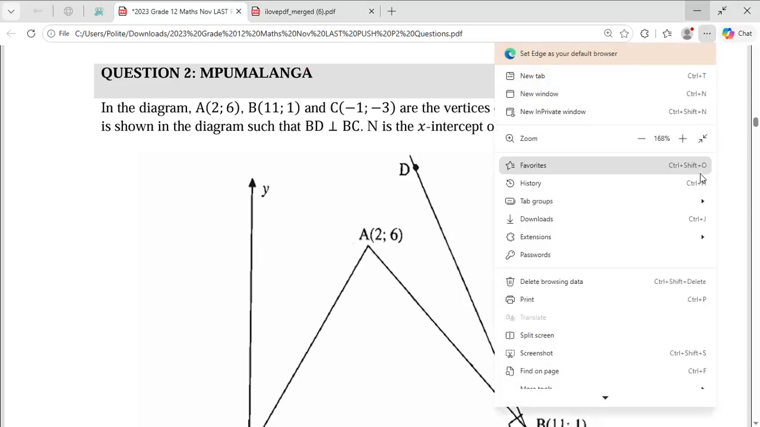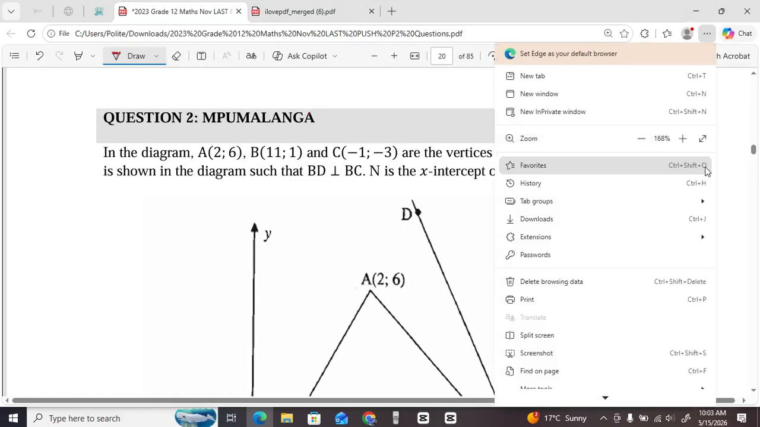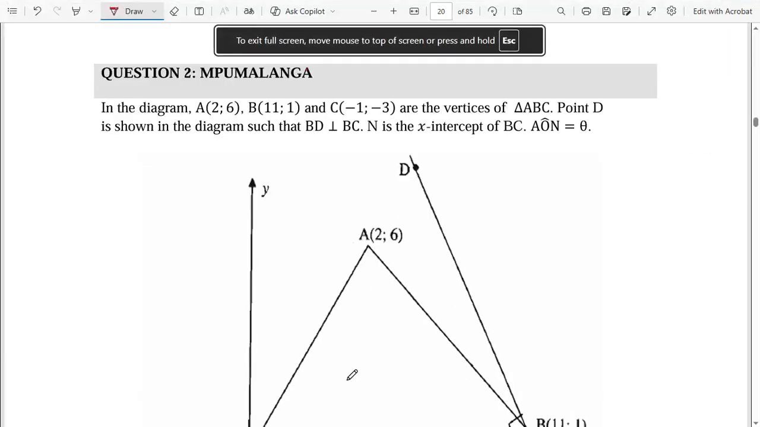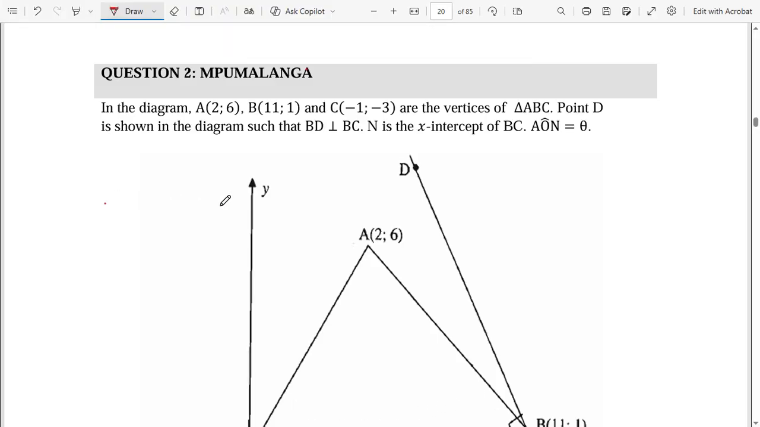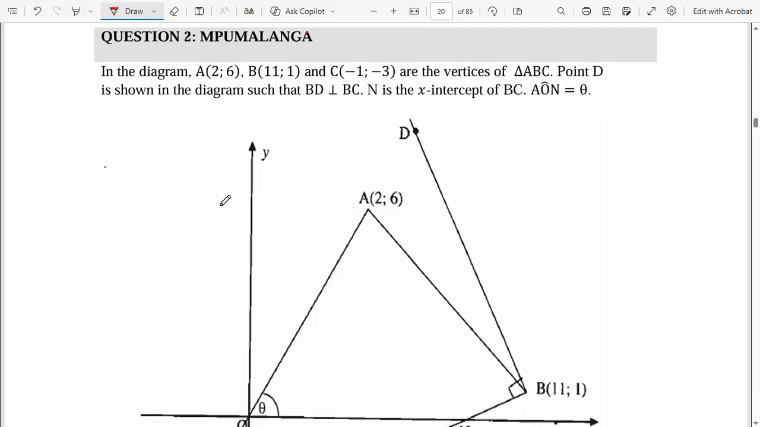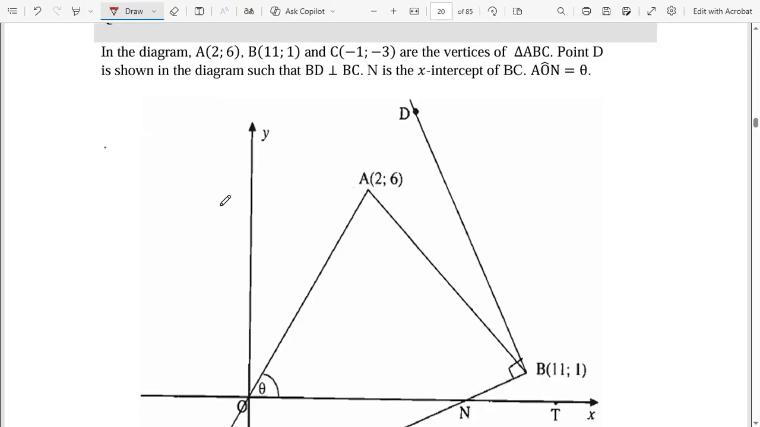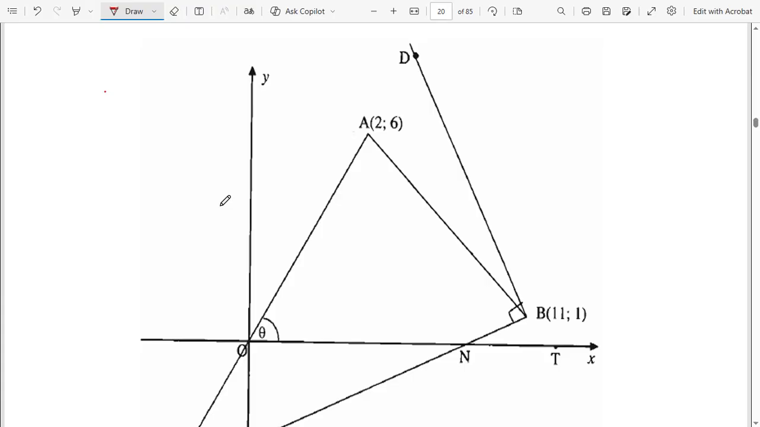Okay, can we please look at this question from the Mpumalanga question paper? This is analytical geometry, right? So in the diagram we are given A, B, and C, and we can see the points of triangle ABC. Point D is shown in the diagram. BD is perpendicular. We can see by that 90 degrees. I'm not going to waste time on explaining that.